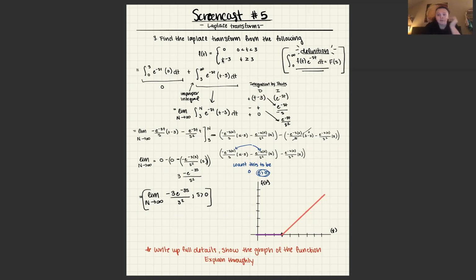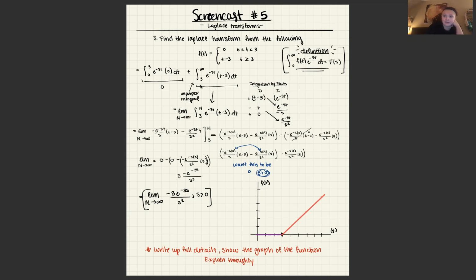So we're going to start with the definition of a Laplace transform, which we get from the summation, the power series, but made continuous. So we have this right here: some function times e to the negative st. Since we have two pieces, we're going to set this up as the integral from 0 to 3 of e to the negative st times 0, which is the function, plus the integral from 3 to infinity of e to the negative st, t minus 3 dt.